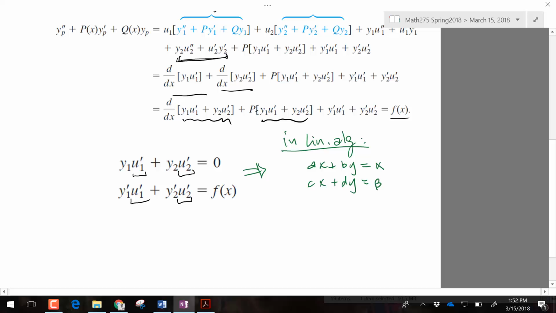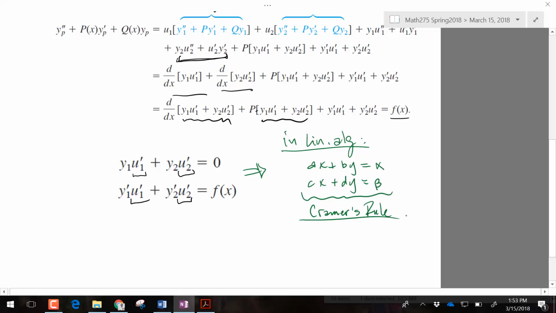It turns out that to solve for this, first of all, I want you to look at this linear algebra version and then look at the system that we're trying to solve. Pretend that x is equal to u1 prime and y is equal to u2 prime. And then you have a, b, c, d as your constants. And then you have alpha and beta as 0 and f of x. Okay, so you see the relationship between the two?